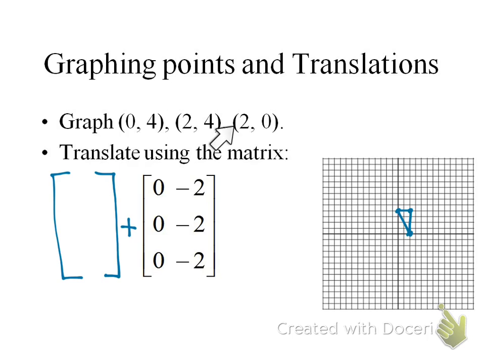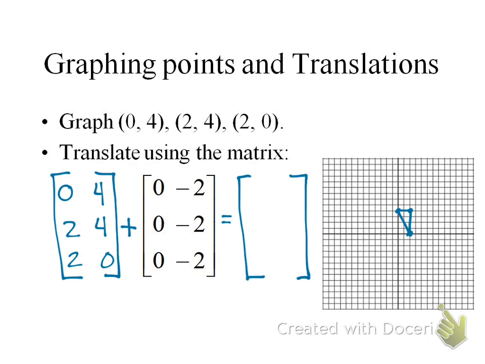So to put each of these points into this matrix, I'm going to take each pair and put them in their own row. So 0, 4 is in its own row. 2, 4 is in its own row. 2, 0 is in its own row. So adding across, top left plus top left position, I create a new set of points.